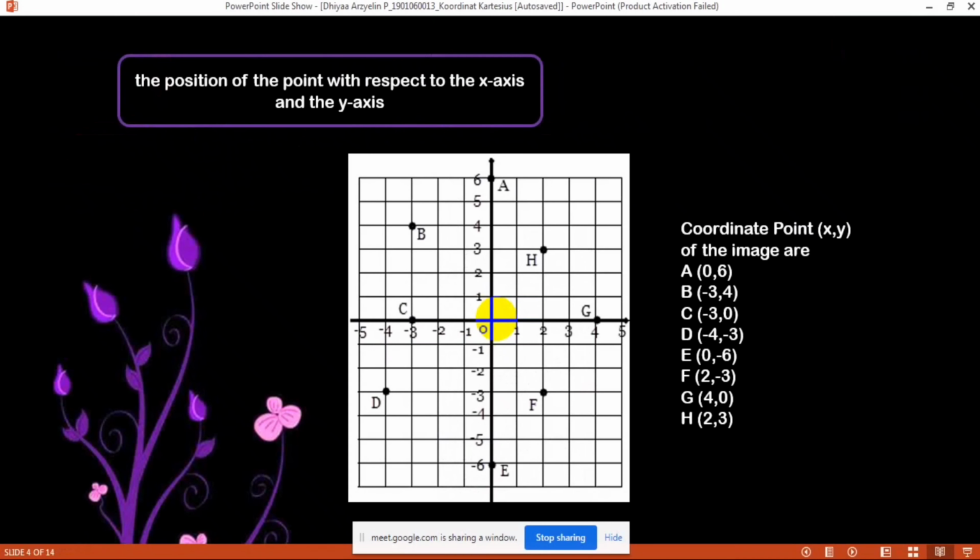The next, position of the point with respect to the x-axis and the y-axis. Coordinate point x in the first, y in the last of the image are: the point A is 0, 6, the point B is negative 3, 4, point C negative 3, 0, point D negative 4, negative 3, point E 0, negative 6, point F 2, negative 3, G 4, 0, and H 2, 3.